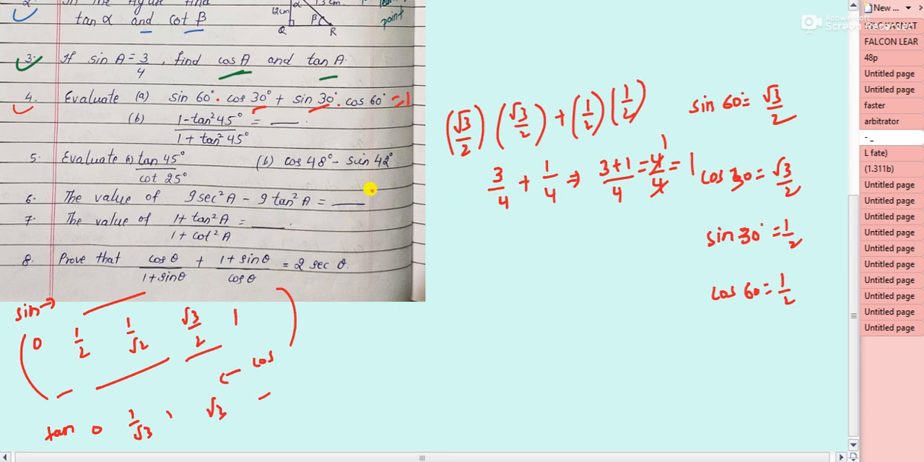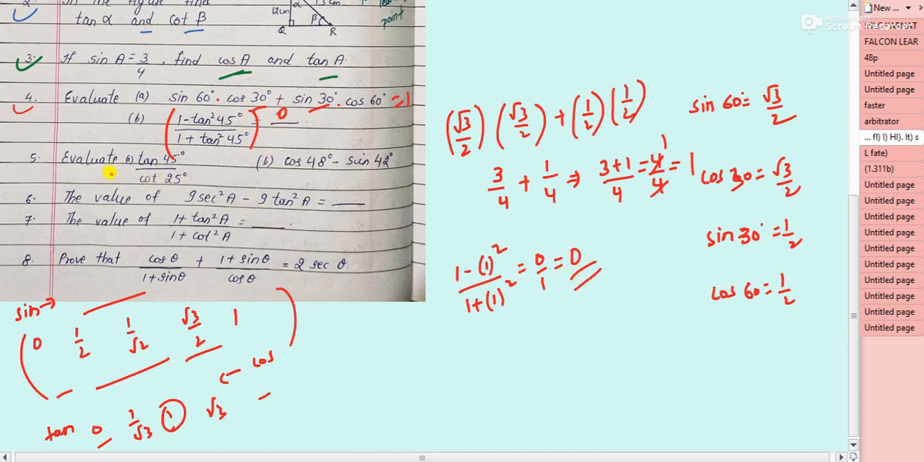I hope it is clear. Now coming to this question. So 1 minus tan 45. What is tan 45? It is 1. So I'll write 1 minus 1 square divided by 1 plus again 1 square. So 1 minus 1 is 0 by 2. Anything multiplied or divided into 0 is always 0. So the answer is 0 for this question.